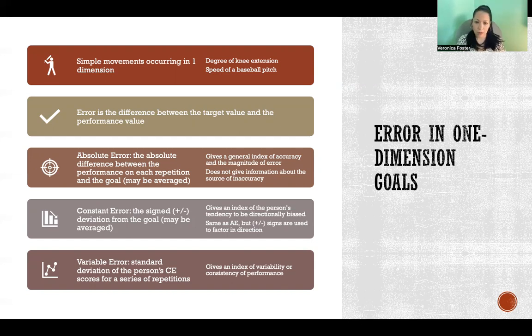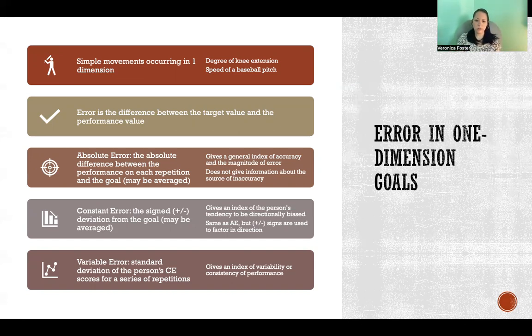So it does say you were too far to the left or too far to the right, or you did it too fast, or you did it too slow, or whatever the error was. Variable error is essentially the standard deviation of the person's constant error scores for a series of repetitions. So that gives an index of variability or consistency of performance. So over several trials, how much did your error change?